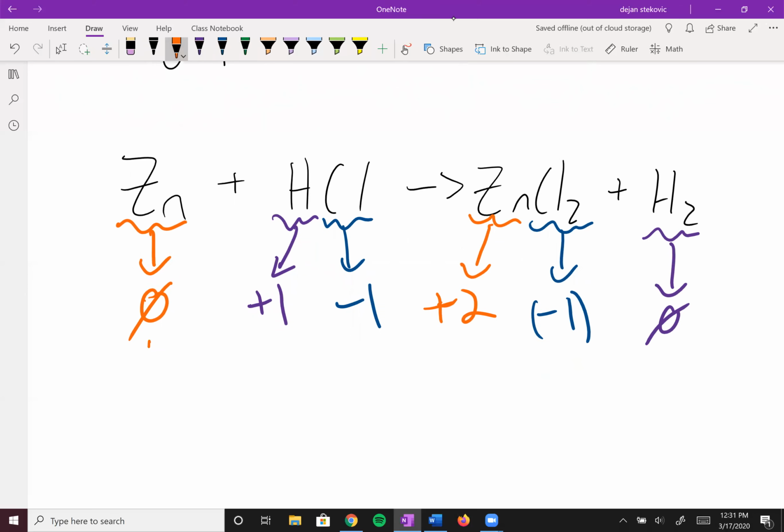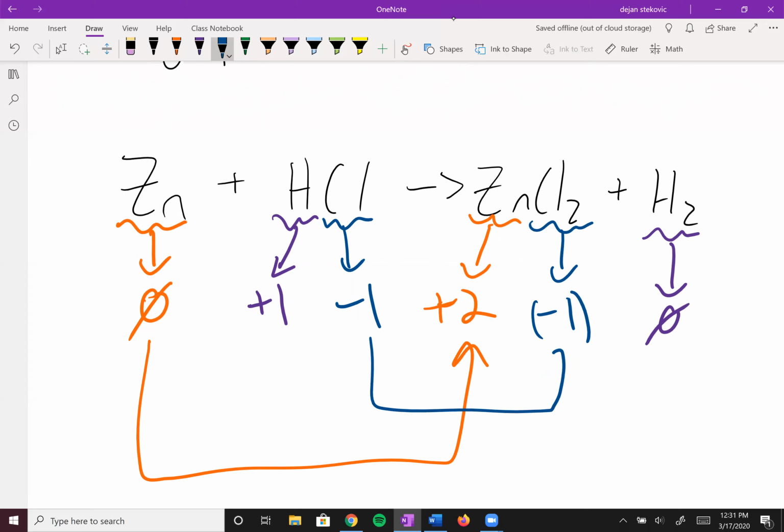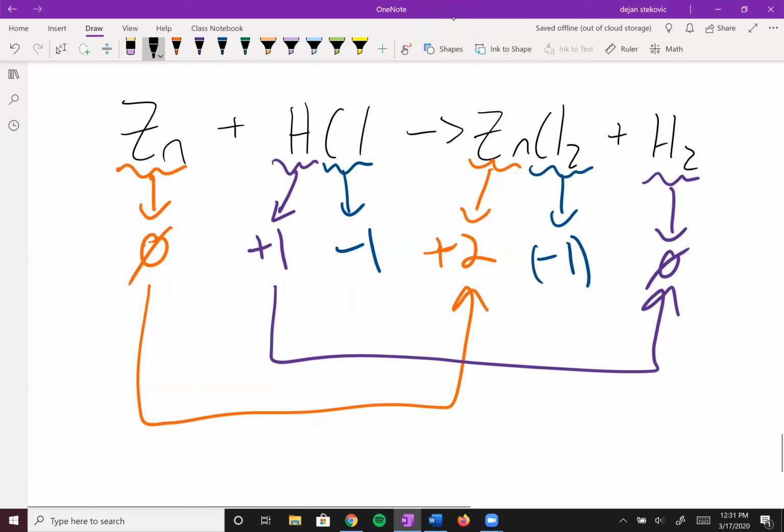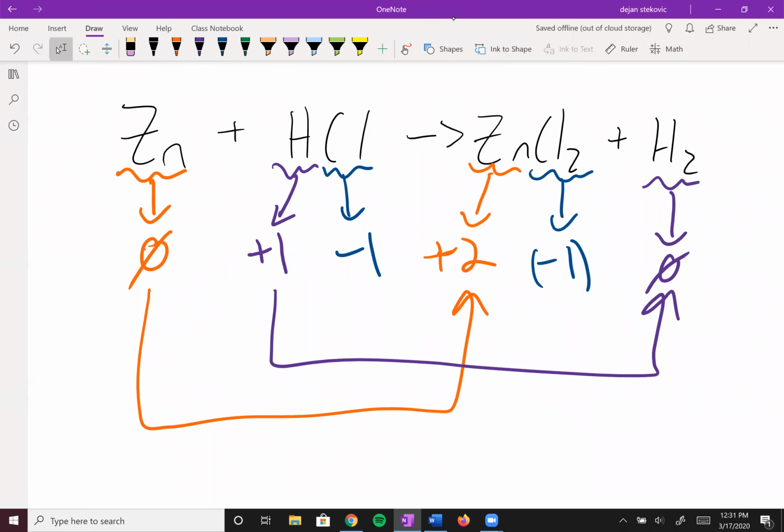So if we connect the dots here, the oxidation number of zinc has changed. The oxidation number of chlorine has not changed, so chlorine is not really participating in this redox reaction. And finally, the oxidation number of H has changed. So it's a redox reaction. Something's always got to be reduced and something's always got to be oxidized. It has to balance each other out. We can't just arbitrarily destroy electrons.